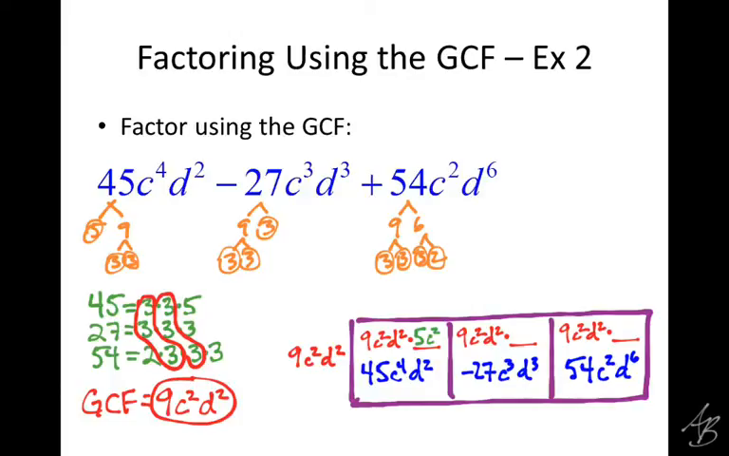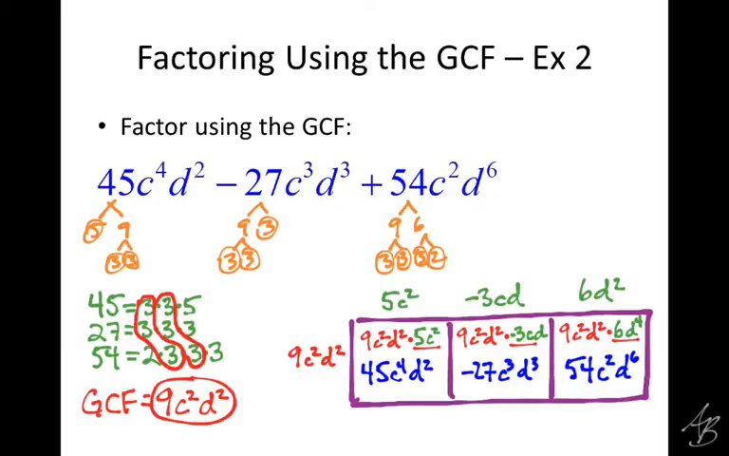What do I multiply by 9 to get negative 27? How about negative 3? How many c's do I need? 1. How many d's do I need? 1. Okay, so we get negative 3cd. And then the last one, what do I multiply by 9 to get 54? 6. How many c's do I need? How many d's do I need? 4. I have 2 and I need 6, so I need 4 more. All right, so those are my widths. Let's label those real quick. 5c squared, negative 3cd, and then 6d to the fourth.